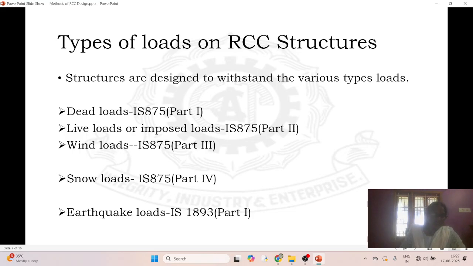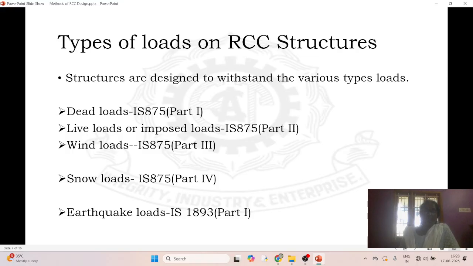Dead loads are mainly due to the self weight of the structures. These are permanent loads which are always present. Dead loads depend upon the unit weight of the material. Dead loads include the weight of wall, beam, column, and permanent fixtures are also considered in the dead load.